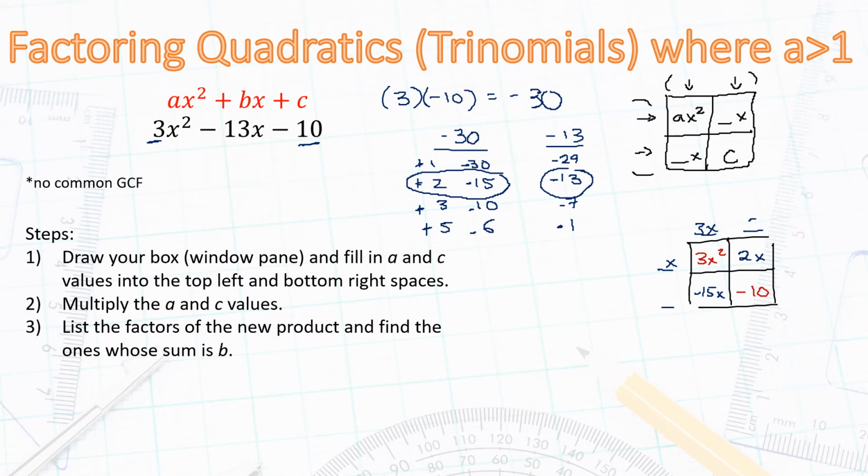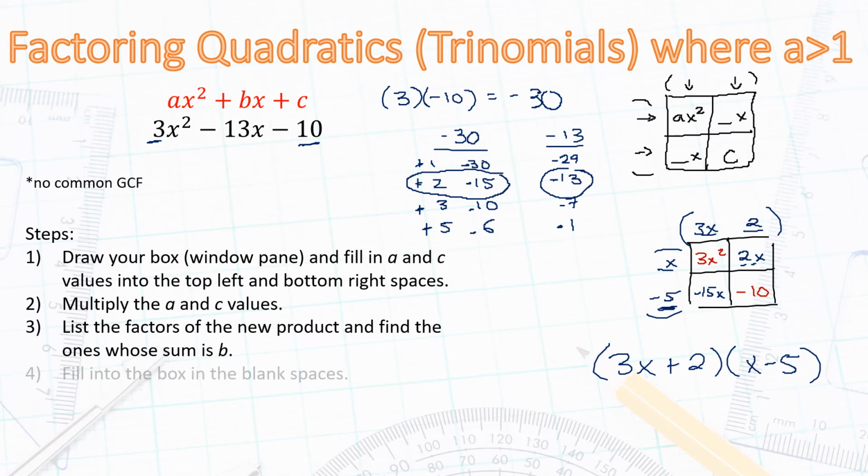And my answer would be, of course, 2. So 2 times x results in 2x. 3x times blank is minus 15x. Well, that's a minus 5. So here are my two factors. I get 3x plus 2 and x minus 5.